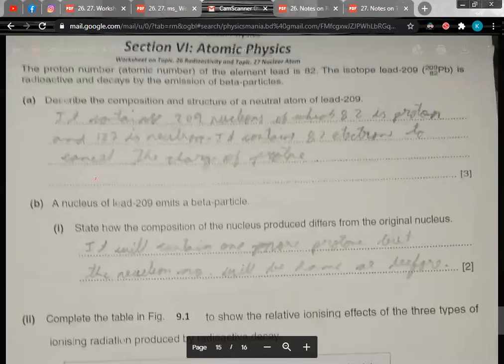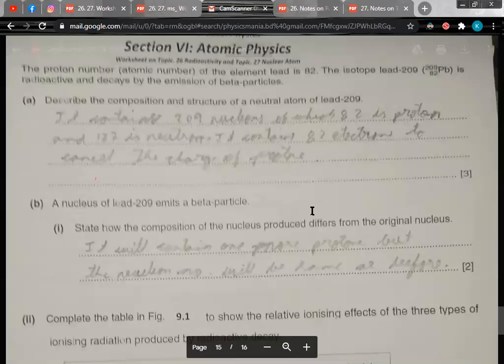B1, that one we already understood. Now, B1, what did you write? It will contain one more proton, but the neutron number will be the same as before. Sorry, sir, nucleon. Okay, correct, correct. Nucleon. Next.